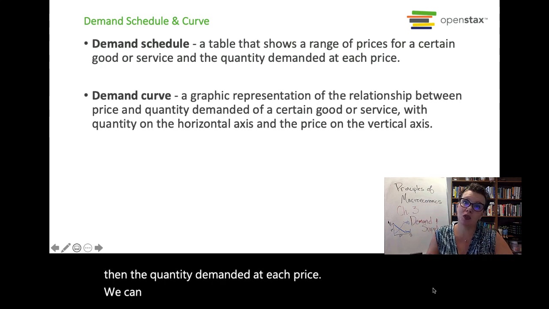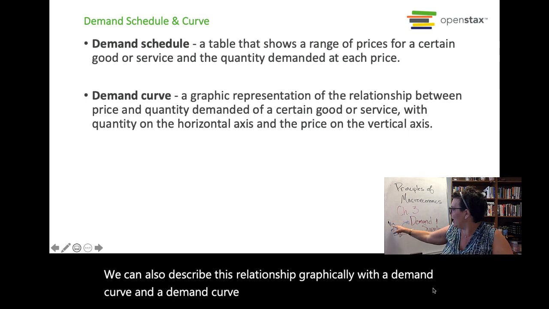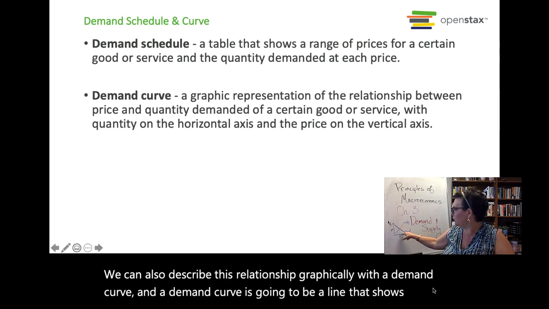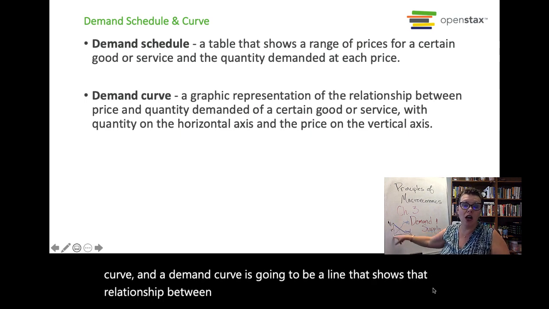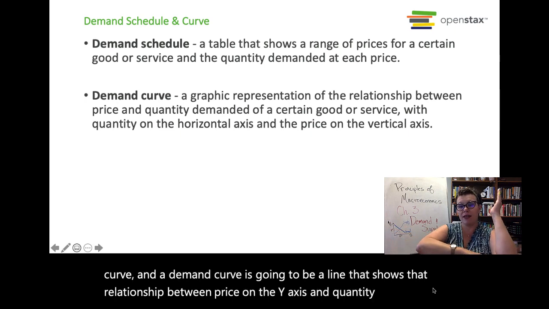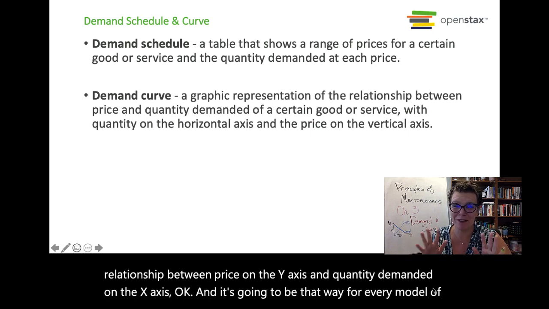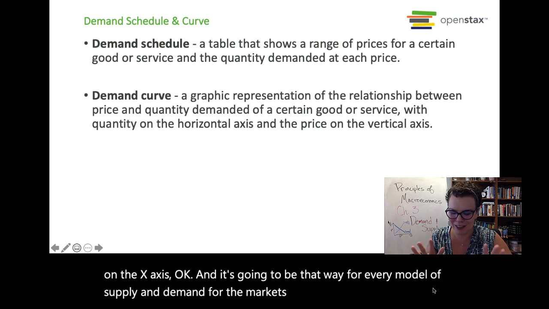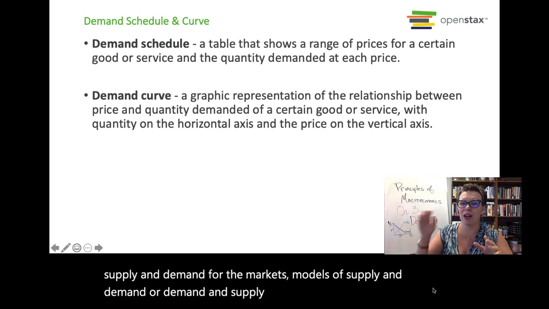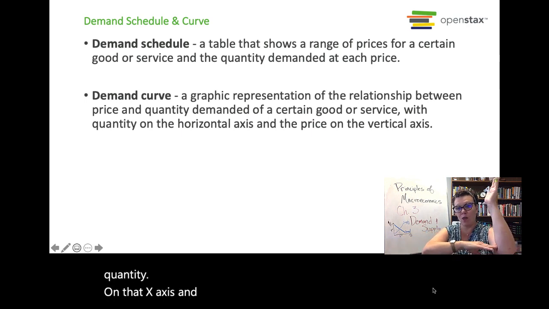We can also describe this relationship graphically with a demand curve. A demand curve is a line that shows the relationship between price on the y-axis and quantity demanded on the x-axis. It's going to be that way for every model of supply and demand. For the market models of supply and demand, we're always going to put quantity on the x-axis and price on the y-axis.